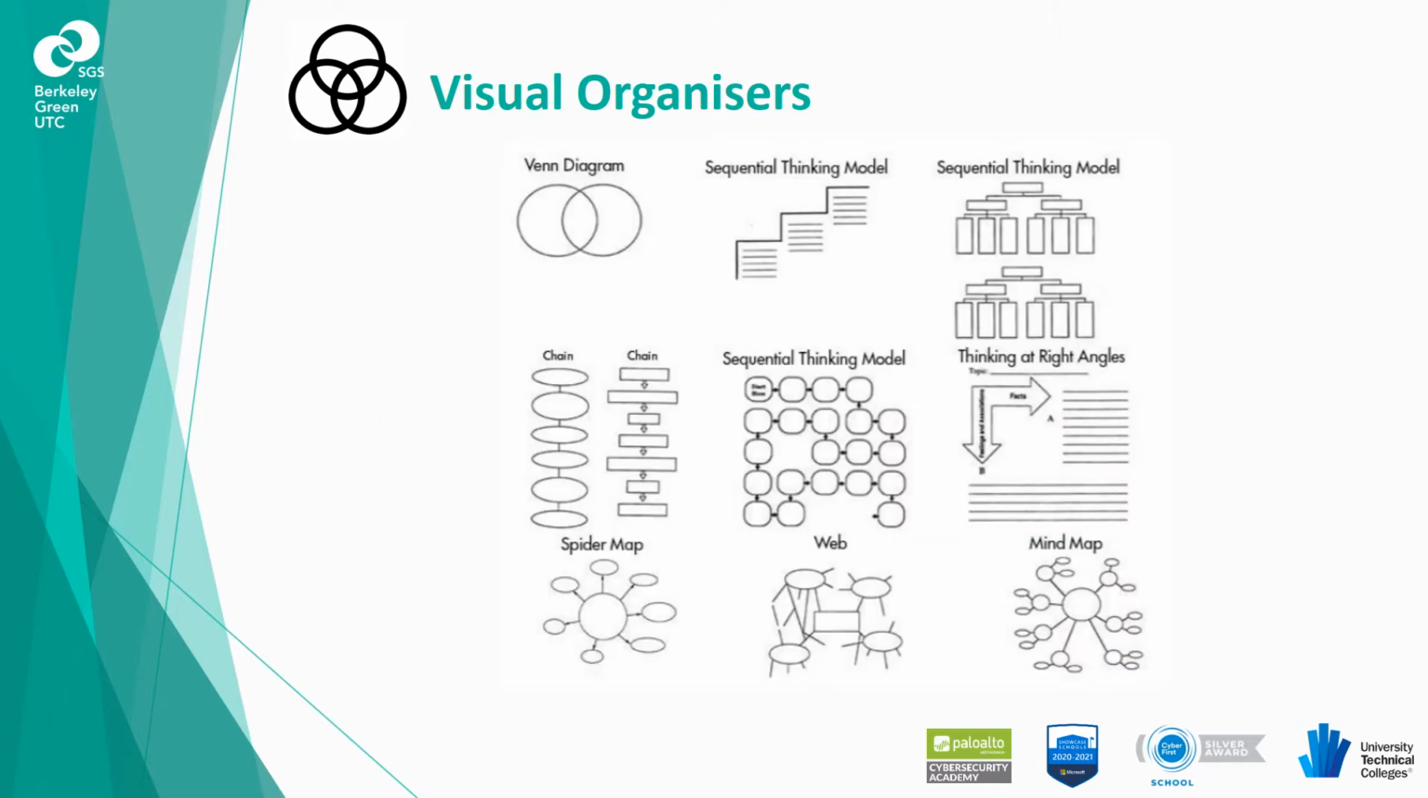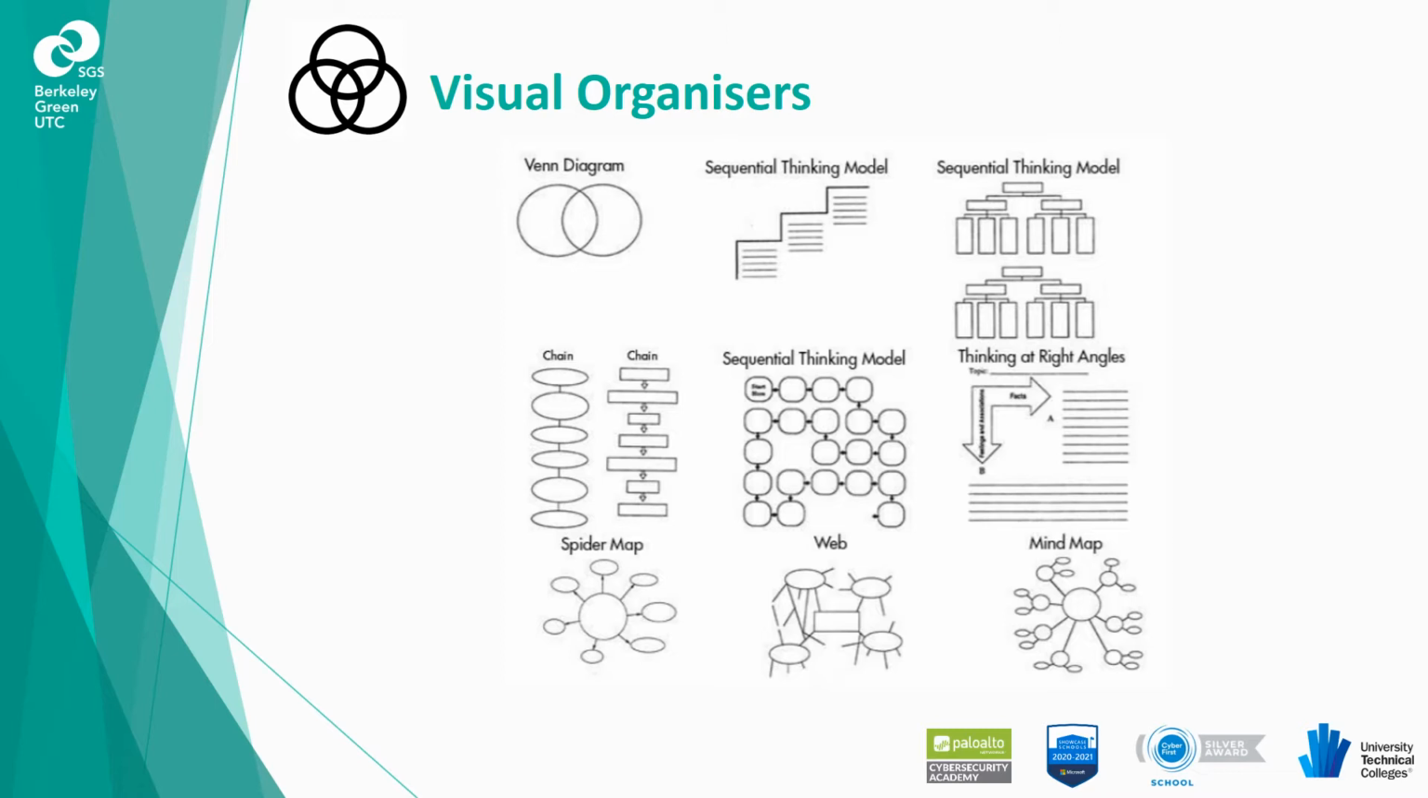Now, here are 9 different examples of visual organisers. We have a Venn diagram, which I'm going to talk about in a bit, and that you should recognise from your GCSE maths work or from science work as well, but it's used in lots of different subjects. I'm going to talk about it in different subjects as well.